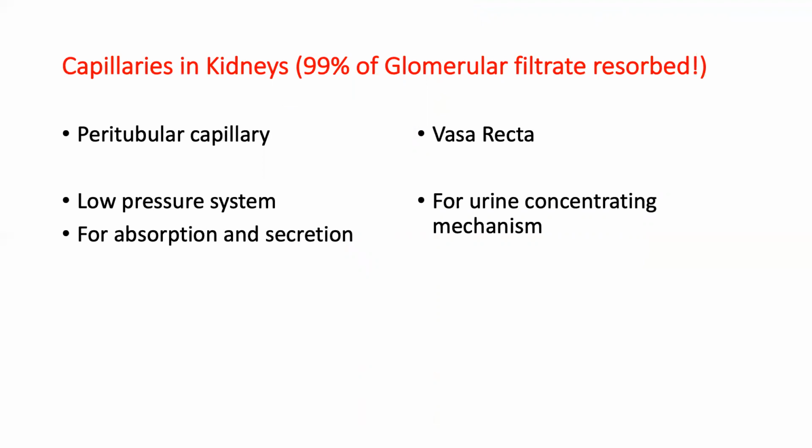As we know, there are two types of capillaries which mix and match around the proximal and distal convoluted tubule. They are called peritubular capillaries, and those capillaries which are running along with the loop of Henle are called vasa recta. The peritubular capillaries play a role in a low pressure system and for absorption and secretion. And vasa recta will play a role in concentrating urine.